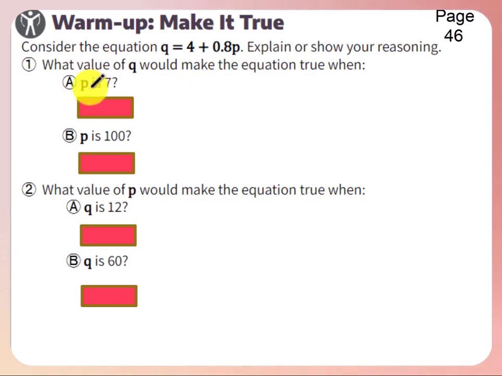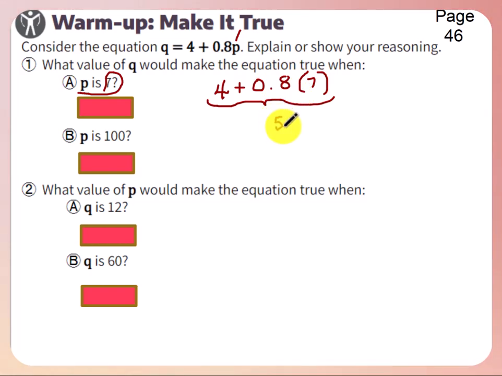For part A, we know what P is, so we're going to take 7 and replace it with P in this expression to find Q. So 4 plus 0.8p, P is going to be replaced with 7. Use your calculator to simplify. Use your order of operations. Perform the multiplication first. 8 times 7 is 56. 8/10 times 7 is 5.6. And then add that to 4. Do the addition last. You should have gotten Q is equal to 9.6.